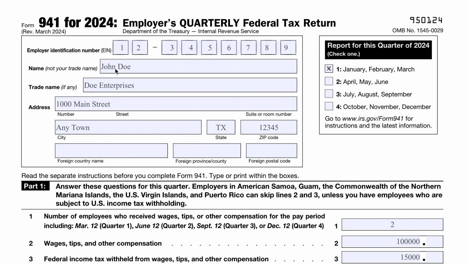At the very top is information about yourself, your company, and your tax returns. So let's go ahead and start with that. At the very top, we're going to enter our employer identification number. If you have one, then that's what you would enter. If you don't have one, you can apply for one either through the IRS website or by filing Form SS-4, which is the application for an employer identification number.